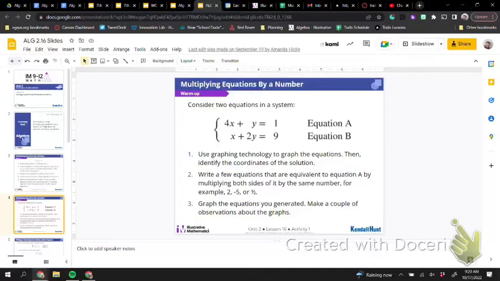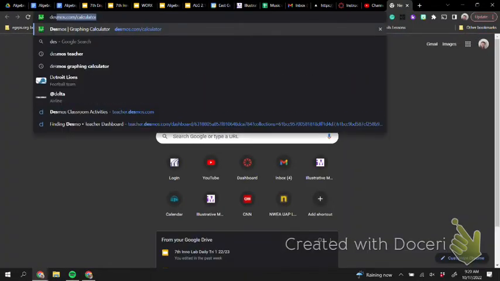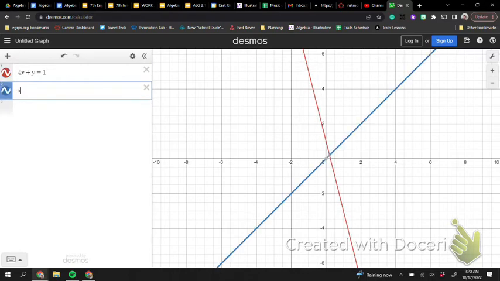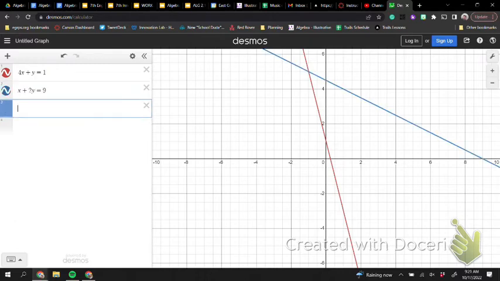For this little warm-up, I'm gonna post up back here so I can run the Desmos graphing calculator. So my first equation was 4x plus y equals 1, right? Then the next one was x plus 2y equals 9. Oops. There we go. So here's our two lines.